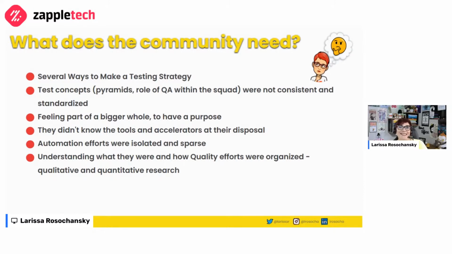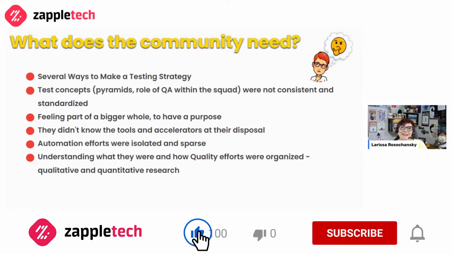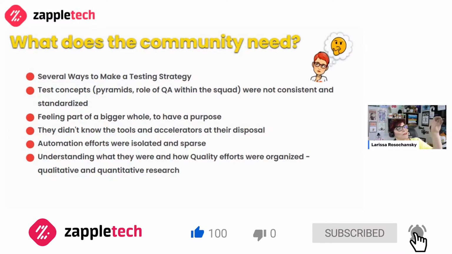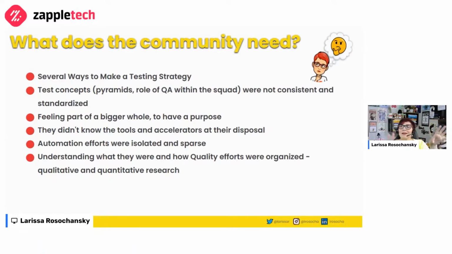And this huge customer had several acceleration tools, such as test data management tools, automation frameworks, and environment virtualization tools, and they didn't know the tools and accelerators at their disposal. Some tribes knew a little bit, others knew another part. One was using one framework, another was using a different framework, and it was all sparse, all divided, a little bit of fire everywhere.